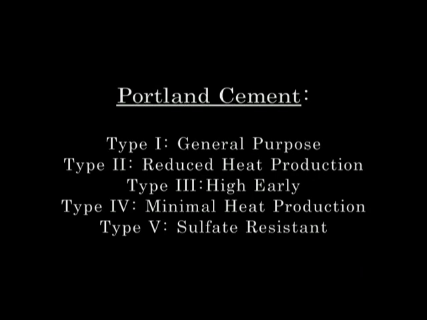High early is the opposite of that. It sets up rapidly, and that's used when you have to put bearing on the concrete soon after the concrete will have cured. Type 4, minimal heat production, produces even less heat than the reduced heat production in type 2. So type 4 is used in really large-scale projects like dams and things like that, where you have to have a long time of workability. And finally, type 5, sulfate resistant, is used in areas where your soil or groundwater has high alkalinity.